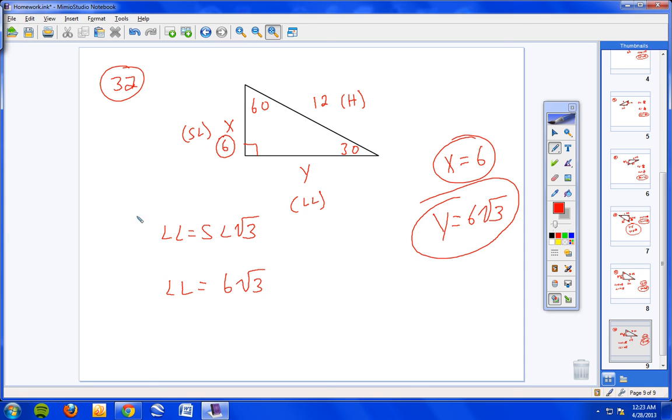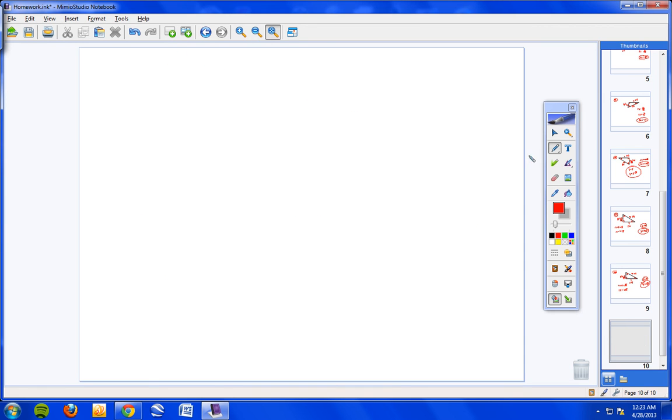All right, moving on. 3 left, and we're finally done. 3 left. So way to hang in there. I'm a little tired myself, so we just about made it.